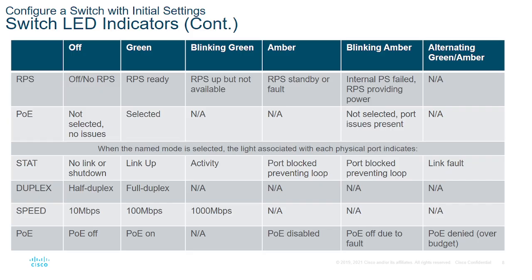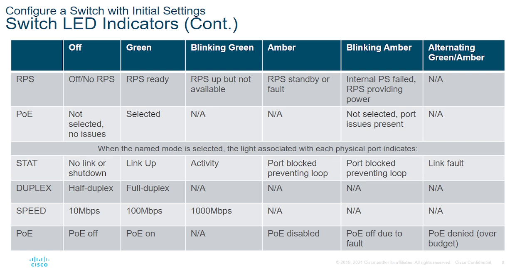And if it is alternating between amber and green, there's a problem with the cable, that is, there's a link fault. When the duplex LED is off, the switch ports are running on half duplex. If it is lighting a full green, it means that the ports are running full duplex.